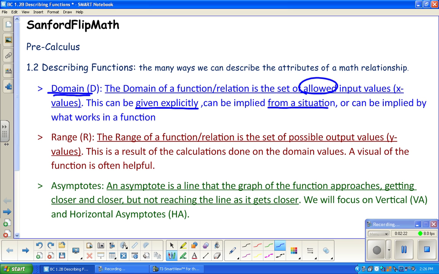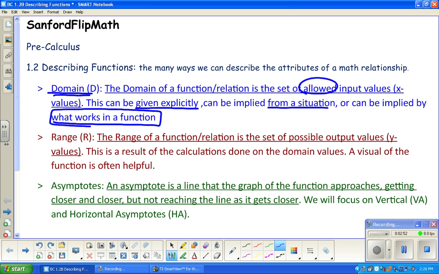A situation might be talking about an equation for the height of a ball flying through the air over a certain time period. Maybe it only makes sense to talk about times that are positive, unless you're going to try and go back in time, without a time machine. Or maybe we're talking about the length and width of a rectangle, and it doesn't make sense to talk about a negative width. Also, the third way that we can talk about domain is based on what works in a function.